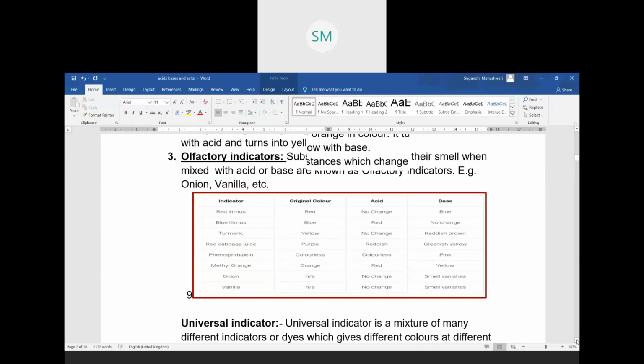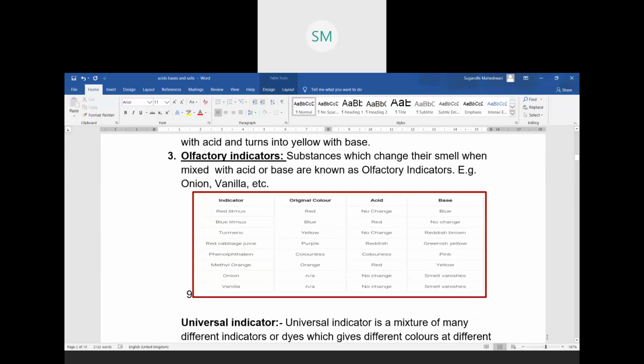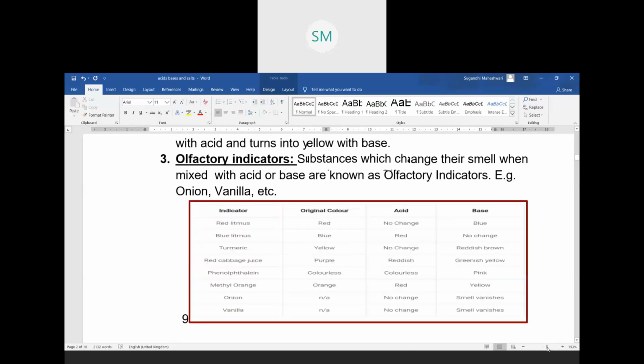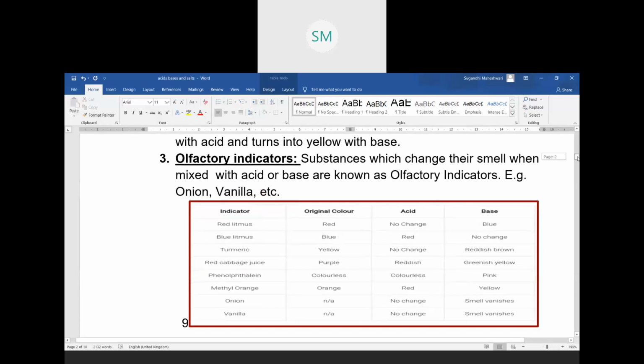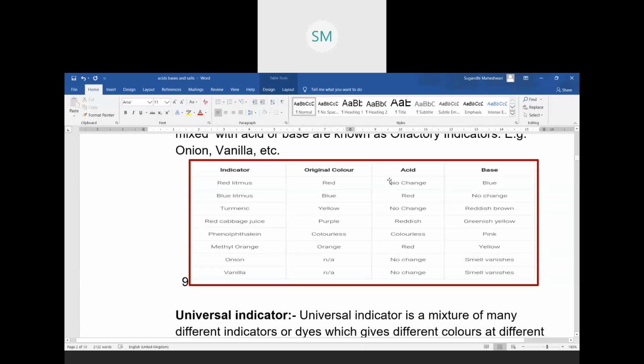The third category is olfactory indicator. Olfactory is related to smell. So there are substances which change their smell when mixed with acids or bases. They are known as olfactory indicators. Now you can see there is a table: red litmus, original red, effect of acid no change, effect of base blue in color. I've drawn this table so you can see I have mentioned all the indicators with their original color, the effect in the acidic medium, and the effect in the basic medium.